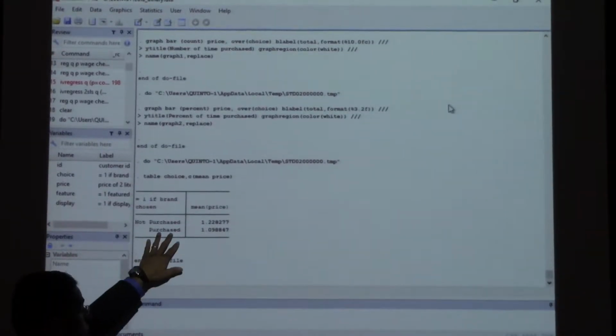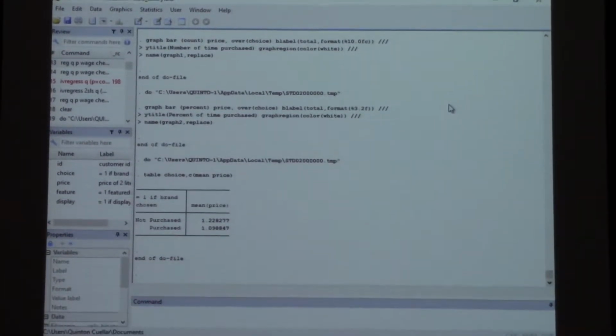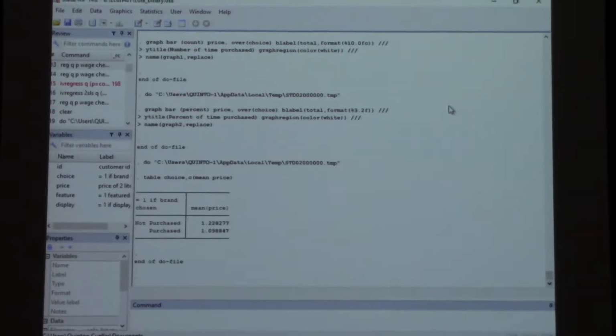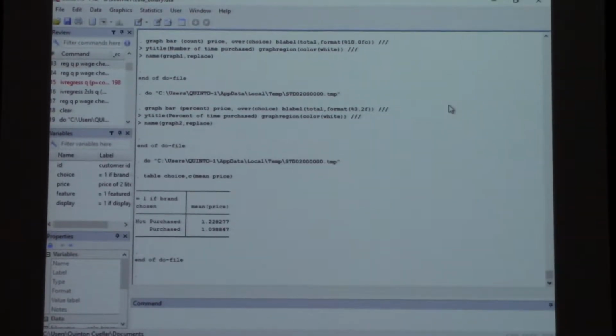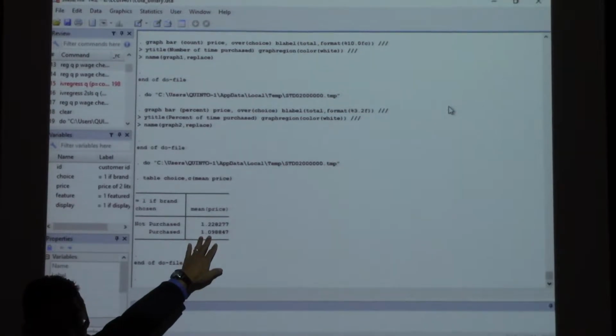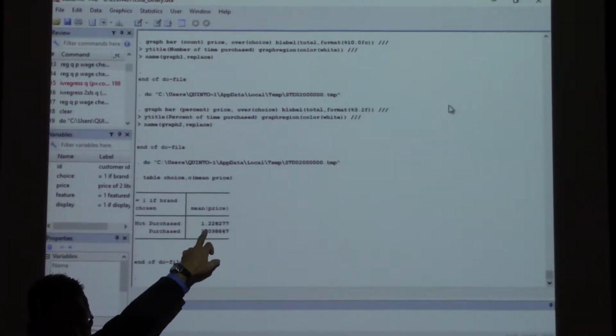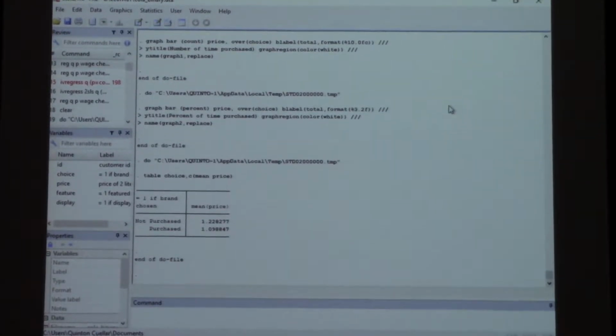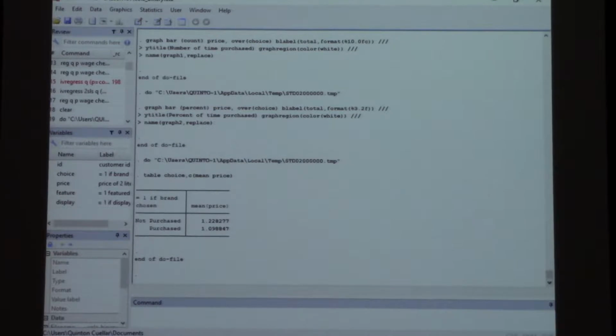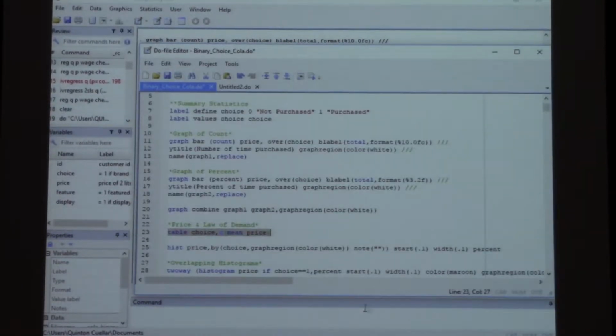Bought it or didn't buy it. So when they purchased this product, and we don't know whether it's 7-Up, Pepsi, or Coke, it tended to be cheaper than when they didn't purchase it. So that's one of those duh things, but now we can formalize it. Yeah, price matters. Price is going to affect the probability of purchase. Duh is good, by the way.